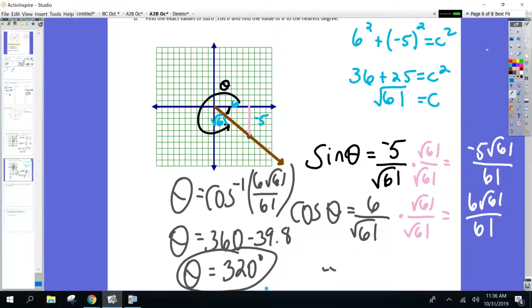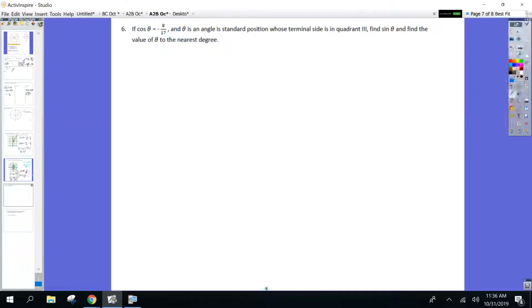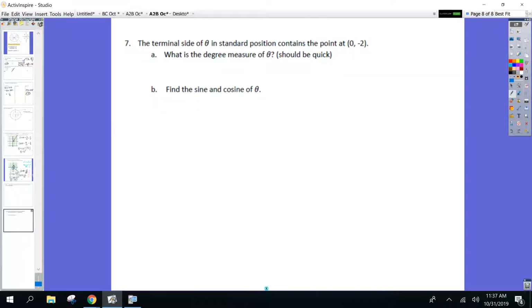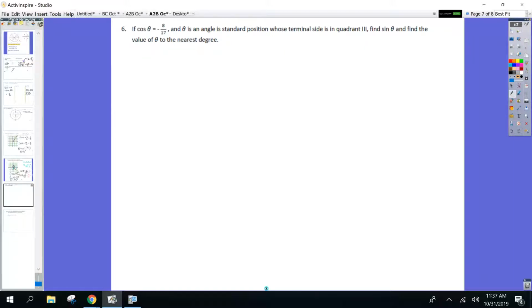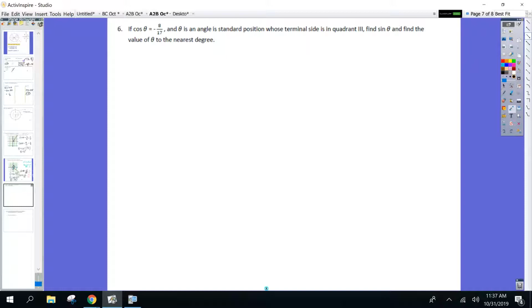Okay. Questions from you guys, because I'm going to have you do one on your own now. Okay, I'm going to have you try one on your own right now. I'll get you started, and then I'll let you finish. So what quadrant am I in here on this next one? I'm in quadrant 3. And here's a little something different. I give you what cosine is equal to.